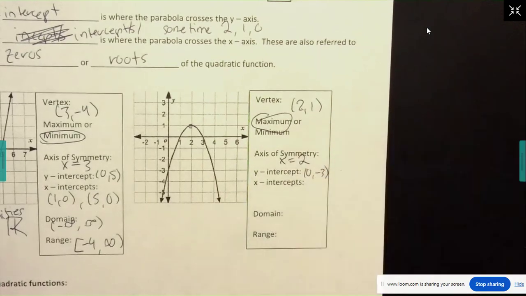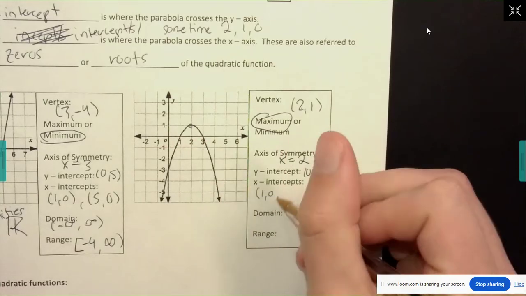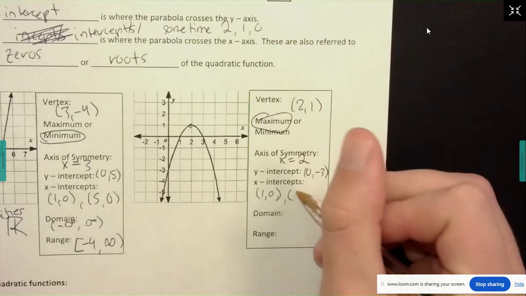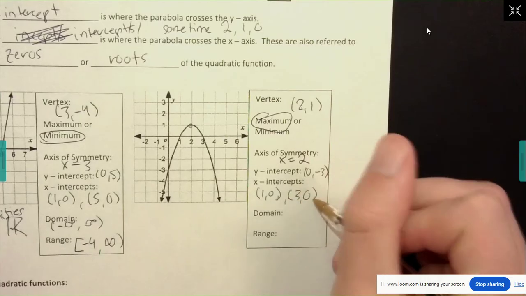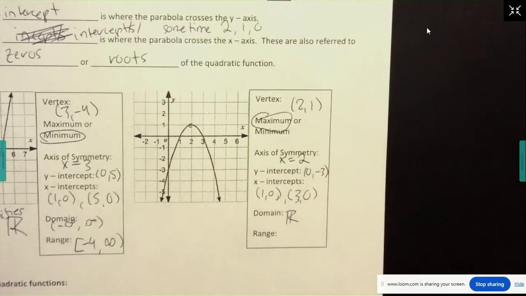And I have 2 x-intercepts, 1 here, 1 there. So I have (1, 0) and I have (3, 0). What's my domain? I don't even have to think about that. It's the same every time.